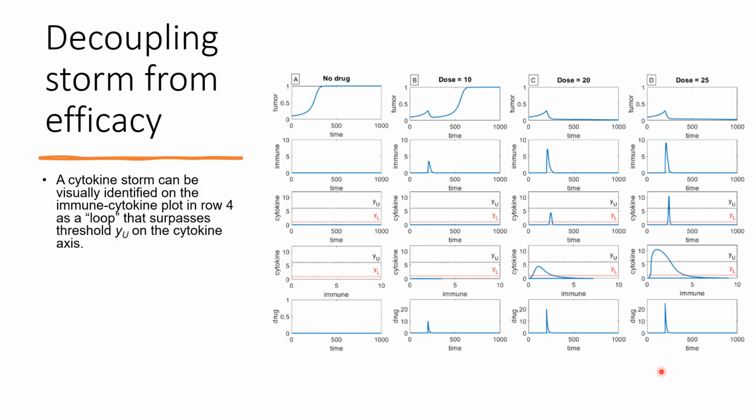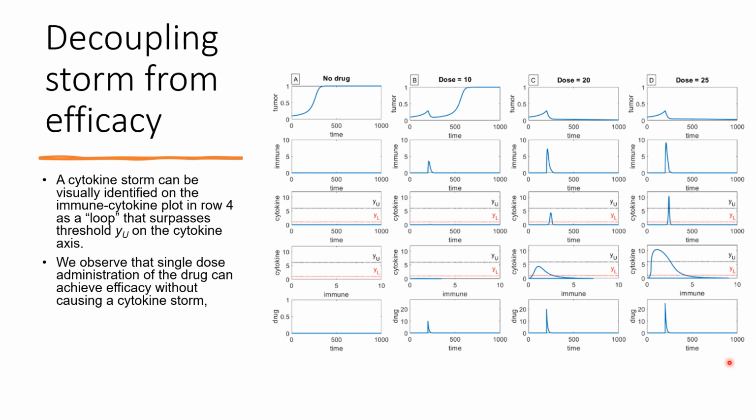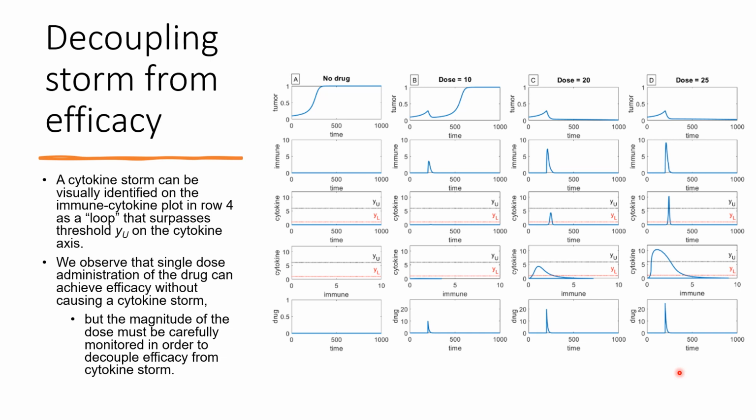So the notes that I have here: yes, cytokine storm can be visually identified on this immune cytokine plot as a loop that surpasses the threshold YU. So that's a proposed way to look at it. And we do observe that a single dose administration of the drug can actually achieve efficacy without the storm. So this is our dose 20. But the magnitude of the dose must be carefully monitored to decouple efficacy from storm. So you can have insufficient dose, no efficacy, no storm. You can have efficacy without storm, and you can have efficacy with storm.